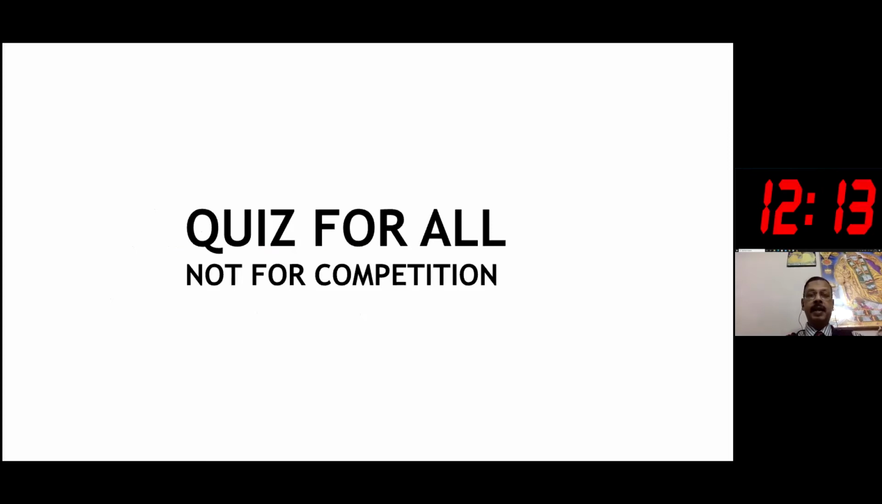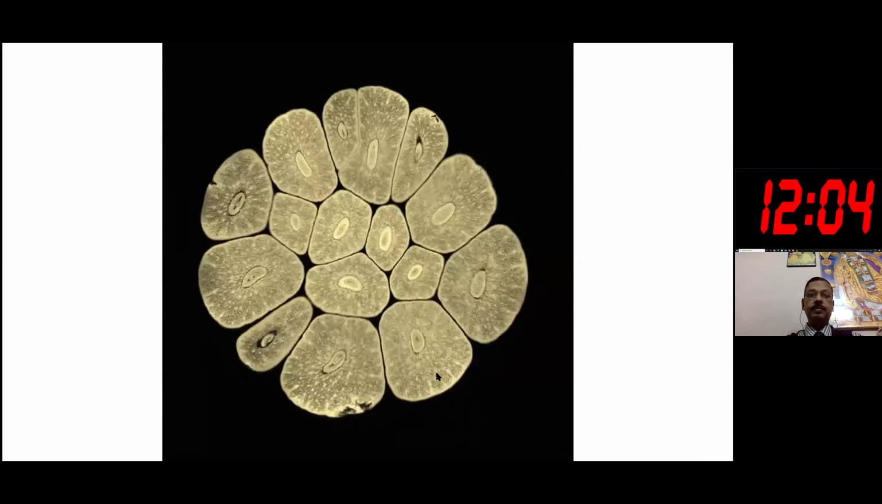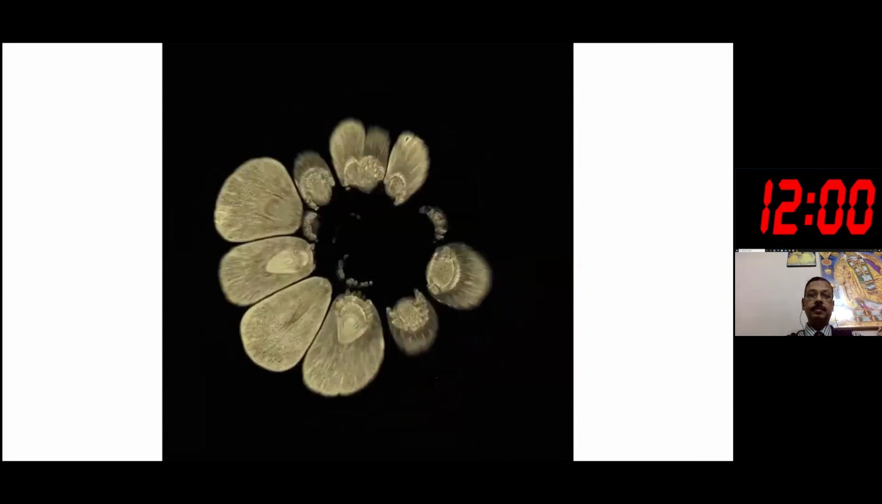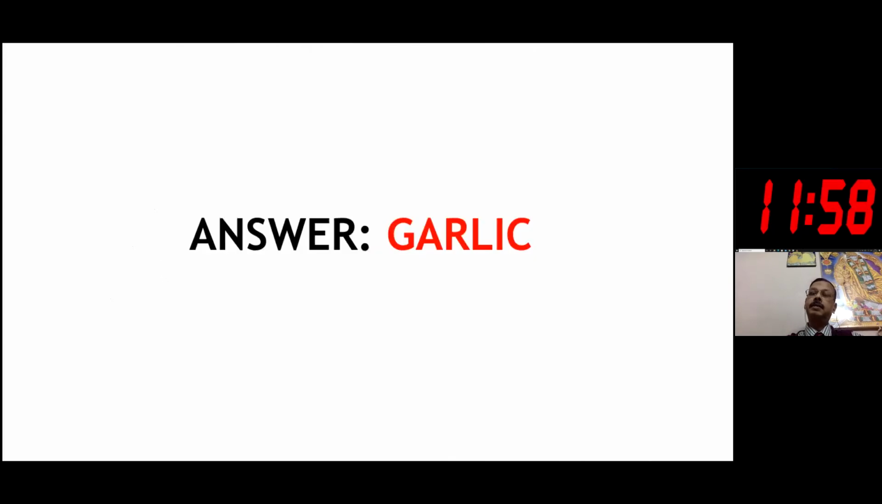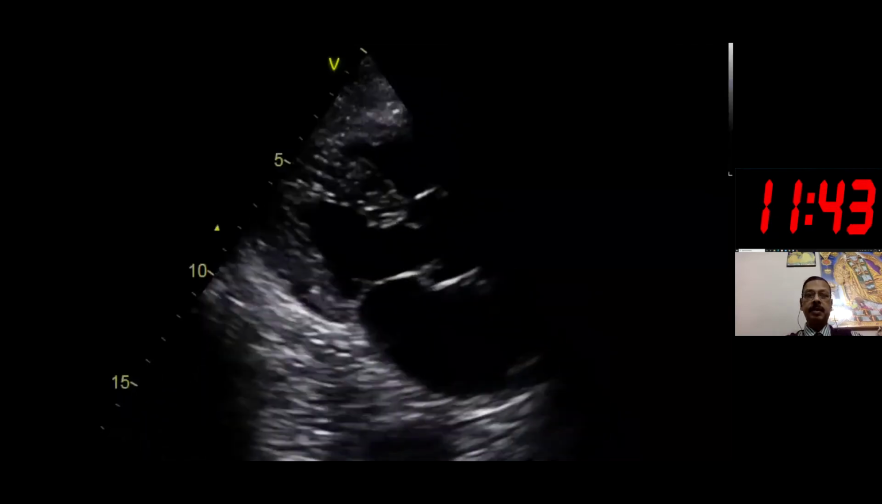Now again, at the end is a commercial. It is the MRI of what? It is the MRI of garlic. Now a little more complicated, which we call tangled. Quiz number 13.